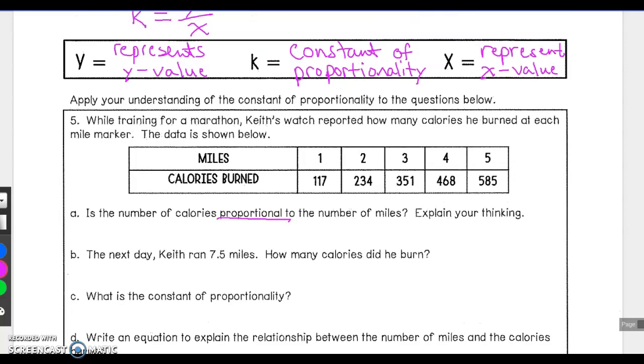Explain your thinking. Well, remember, if it's proportional, it has to have a constant. It has to have a number that we are multiplying by each time. And not just any old number, but the same number. How do we figure out what we're multiplying by? Well, we do that by dividing.